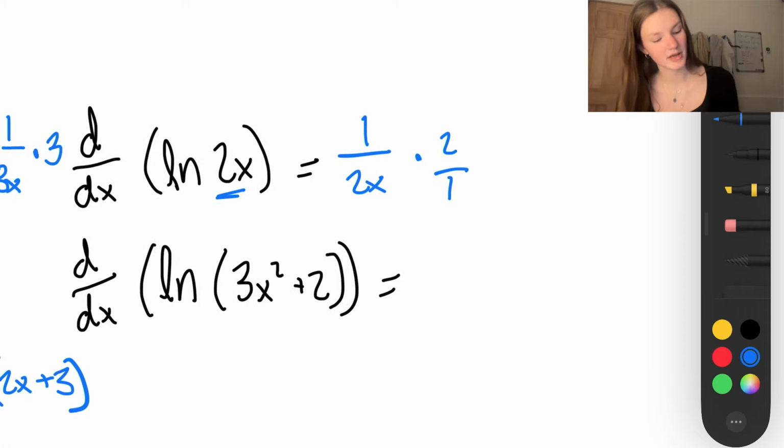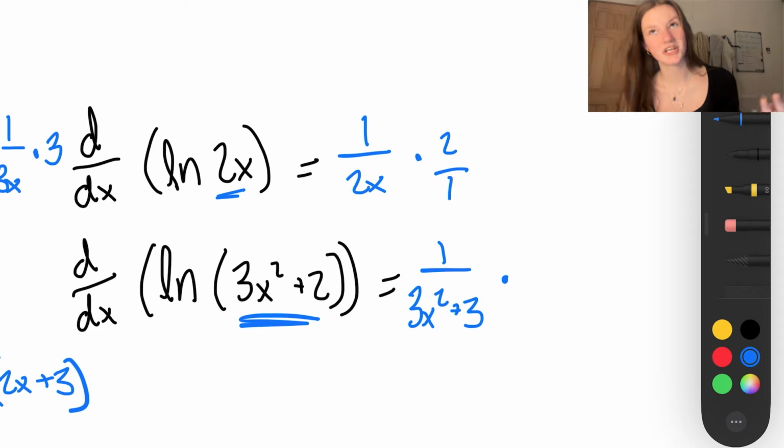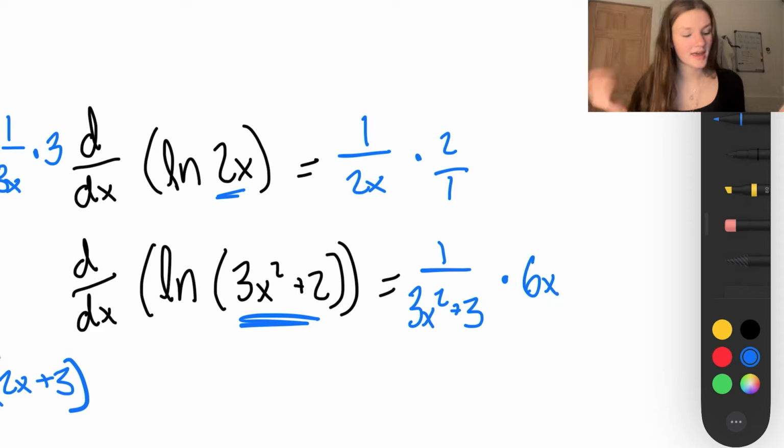Anyway, and this one's just going to be 1 over the outside function, 3x squared plus 2, times the derivative of the inside function. This is chain rule, but it's okay. So 6x. Yeah, 6x. And that's all you need to know.